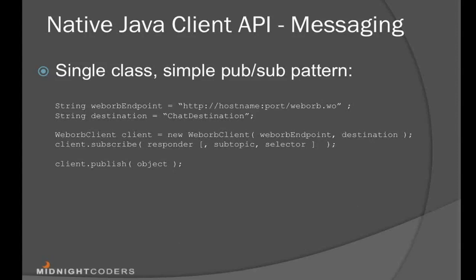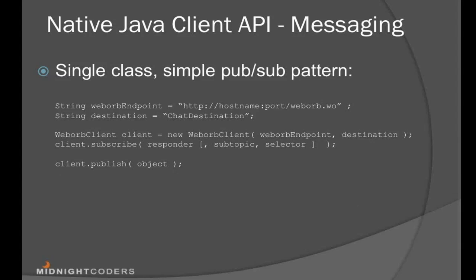There are two optional parameters. There is a subtopic parameter and the selector. So this way you can apply some sort of message filtering. To publish a message, you just use client.publish and you pass in any object. So this could be any primitive values. It can be arrays, complex types, arrays of complex types, literally anything.